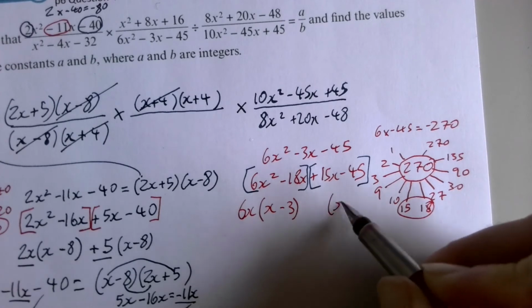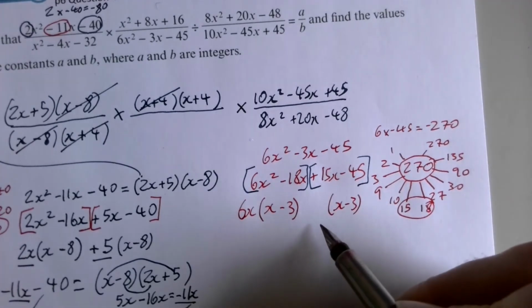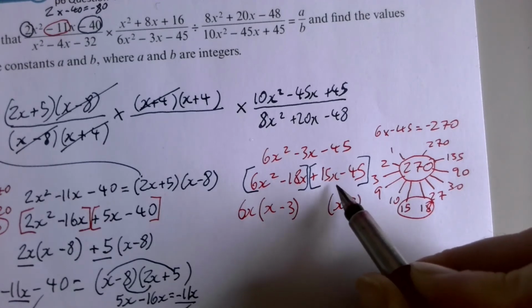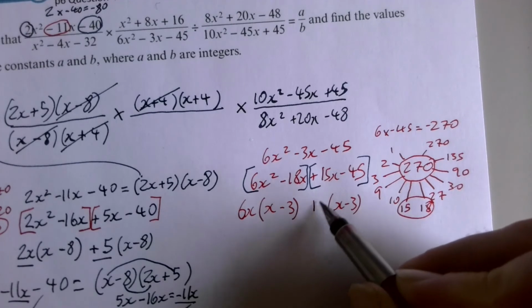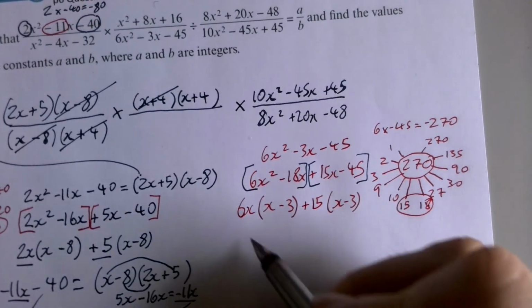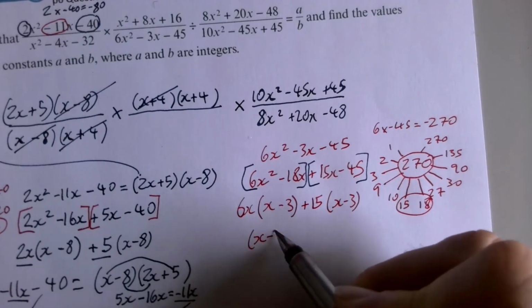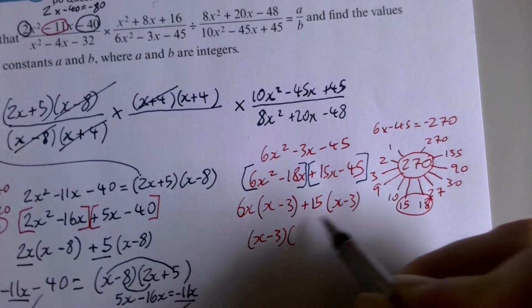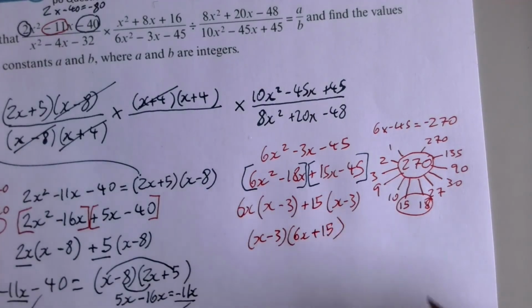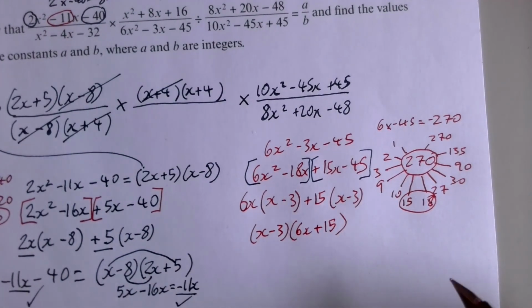So that means x take 3 should end up over here. What do we times x by to get 15x? It's 15, and 15 times 3 is 45, so that all works. So that means we're ending up with x take 3, 6x plus 15.